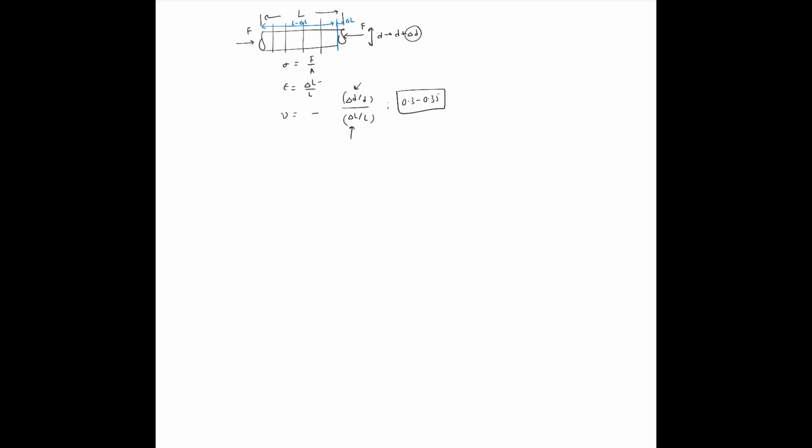Now let's do a numerical example to see how these formulas apply. So an example. Let's say I have two plates. Here's one plate, and there is another plate underneath it. Draw it with a different color.